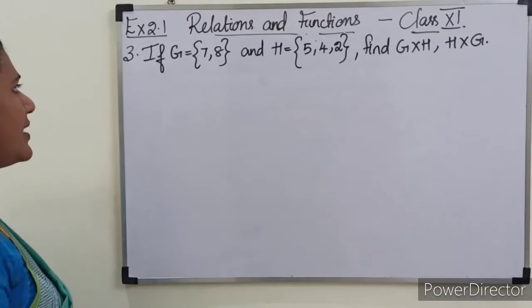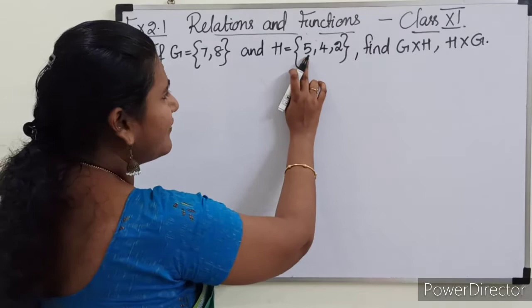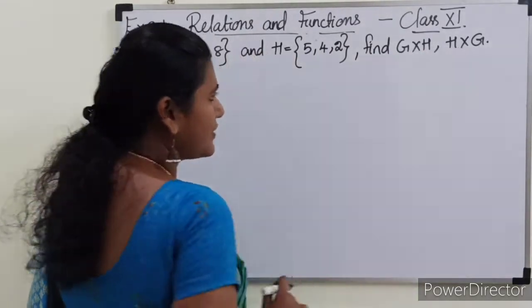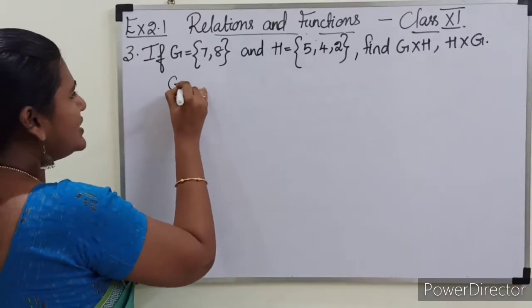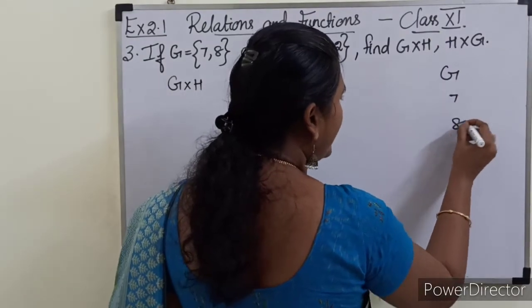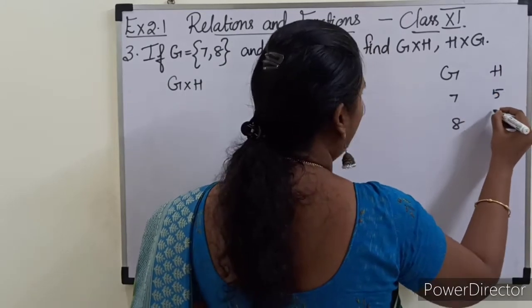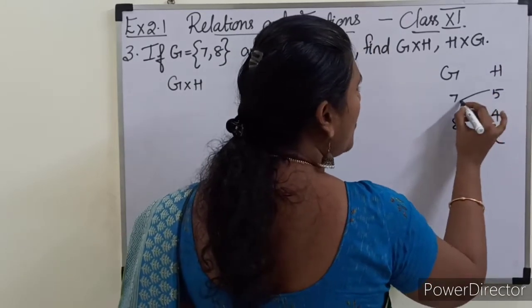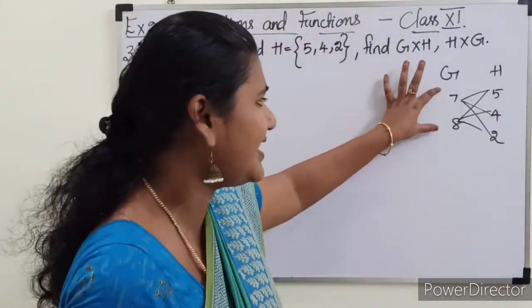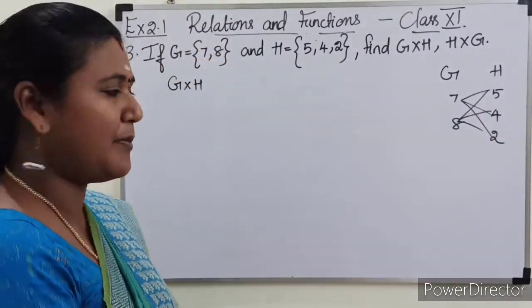Question number 3: if G is equal to {7, 8} and H is equal to {5, 4, 2}, find G cross H and H cross G. First we will find out G cross H. G has elements 7, 8 and the elements of set H are 5, 4 and 2. So how to find the product? You have to pair the element of G with all the elements of H, and then repeat for the second element also.